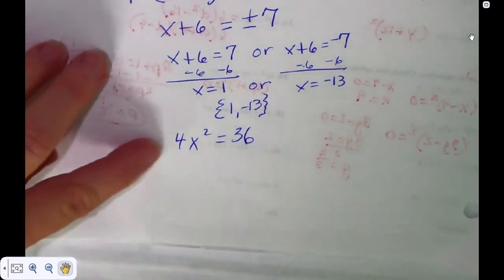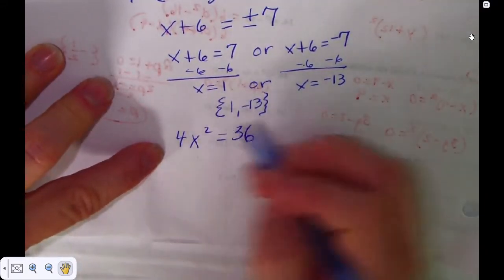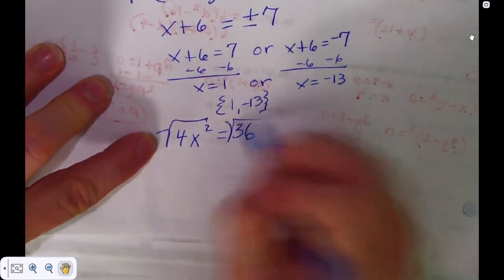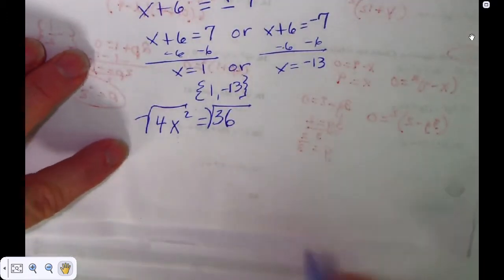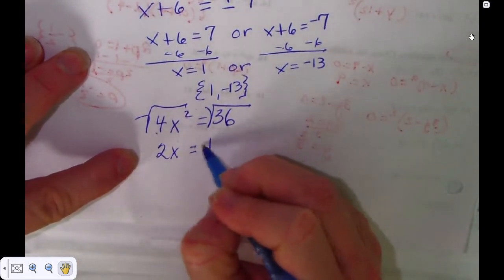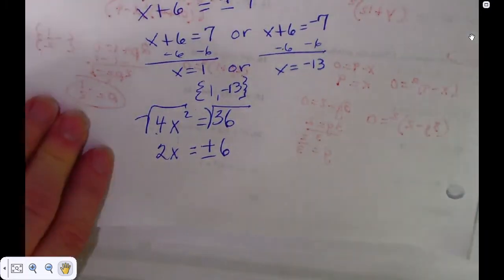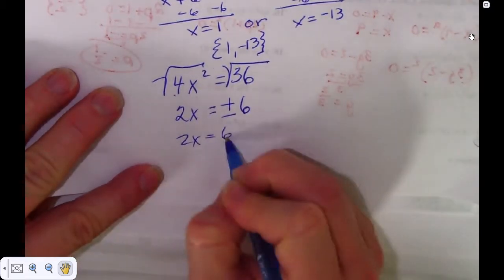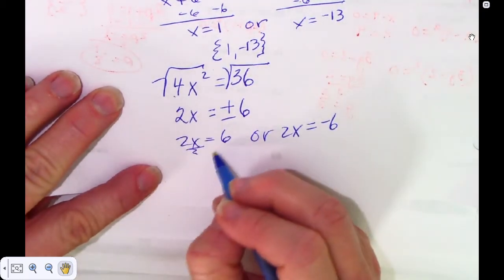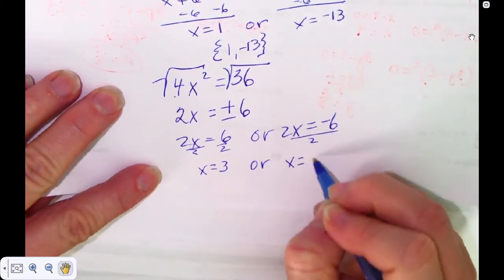Okay, so 4 is a perfect square, x squared is a perfect square, so you could just take the square root of both of those. Okay, so let's do it. And then we'll do it the other way too, just to show you it works. So the square root of 4x squared is 2x equals plus or minus 6. That's the main thing you got to remember. So 2x equals 6 or 2x equals negative 6. Divide by 2. X is 3 or x equals negative 3.